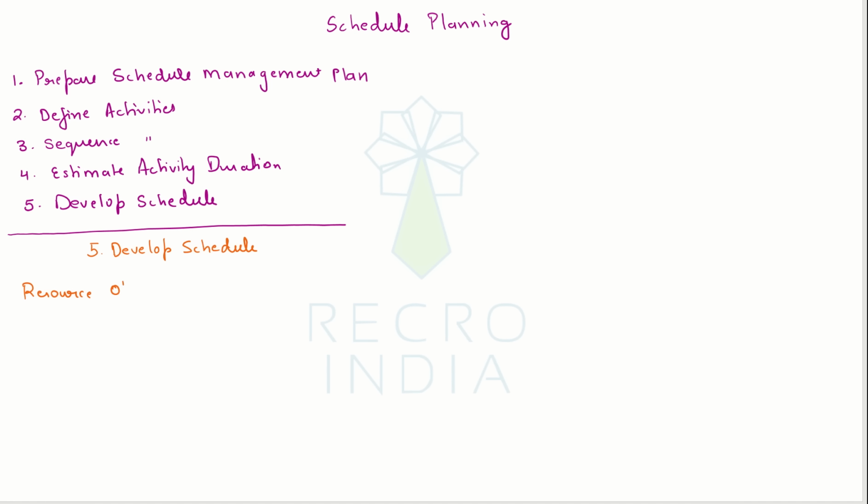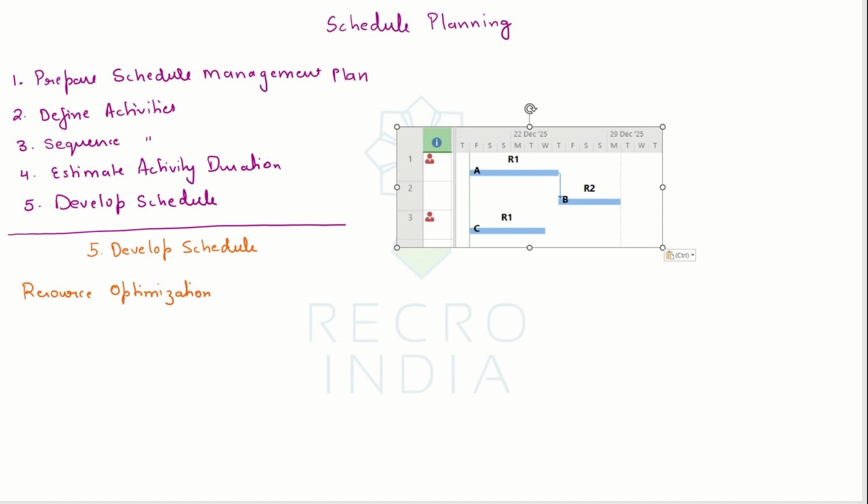See, a lot of times what happens is that we assign resources to our activities, but while assigning resources, due to human error or due to oversight, we might end up assigning parallel tasks to the same resource, and this creates what we call resource over allocation.